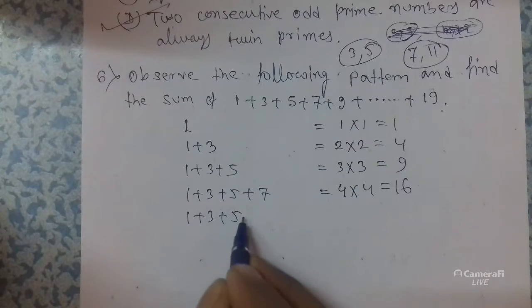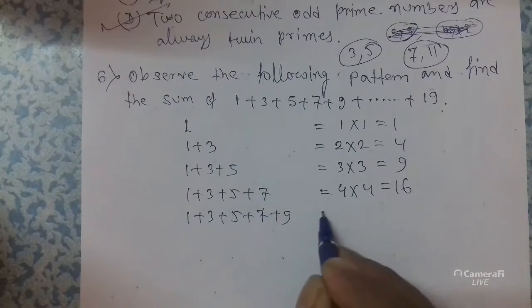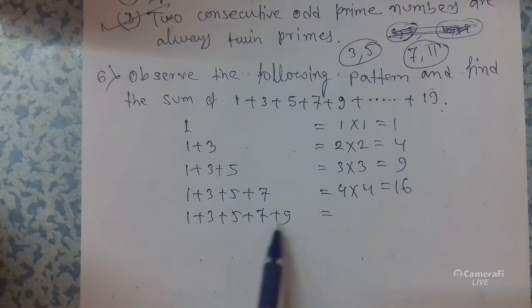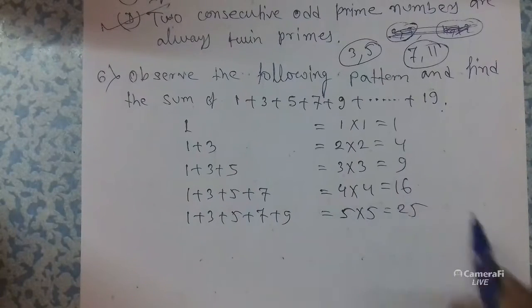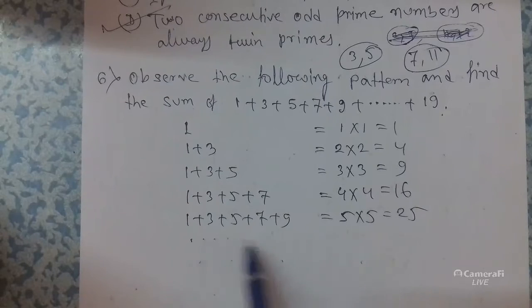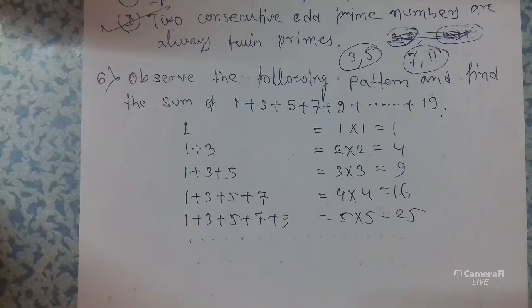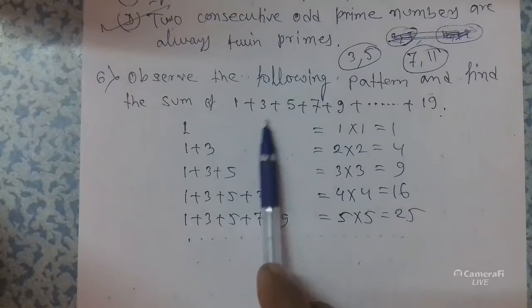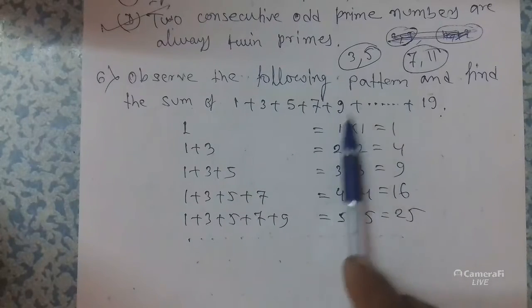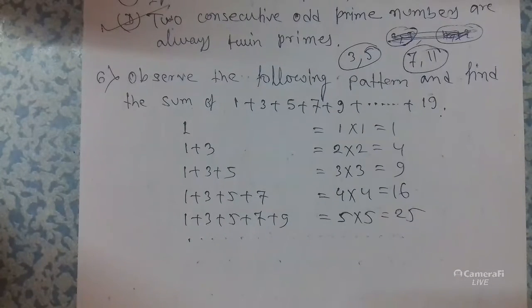1 plus 3 plus 5 plus 7 plus 9. How many numbers are there? 5 numbers are there. So that means 5 into 5. It is 25. So it is the given pattern, and so on. If we continue like this, we will get a pattern. So it is the given pattern. Now to observe this pattern, we have to find the value of 1 plus 3 plus 5 plus 7 plus 9 plus dot dot plus 19.